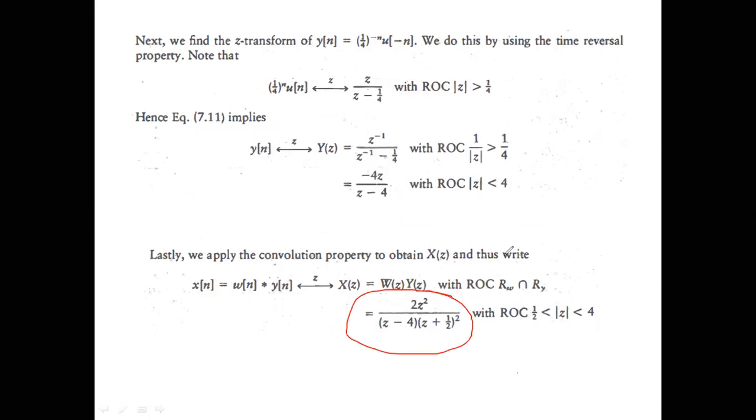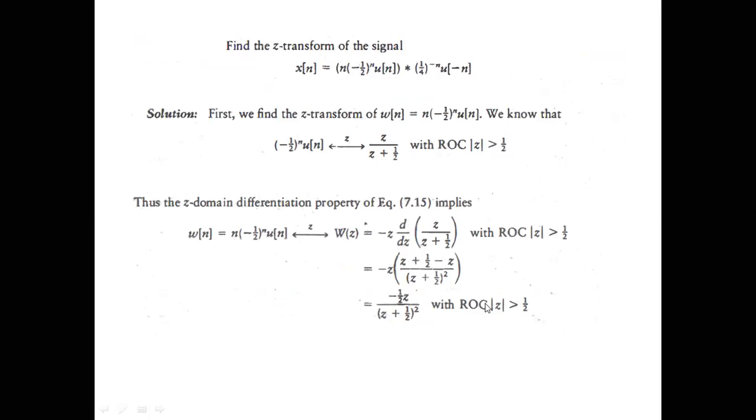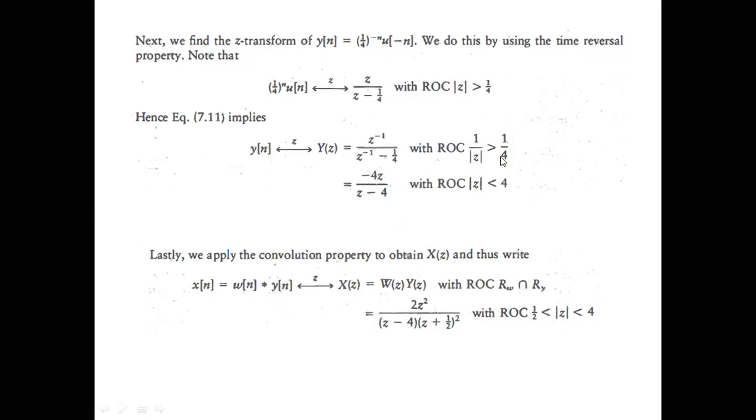What happened to the ROC, by the way? What happens to the ROC? You know, this is an interesting question. Here it is quite convincing. The first problem, did you see the first sub question here? Here you can see the ROC of the first one was outside a circle of radius 1 by 2. ROC of the second one is inside a circle of radius 4.